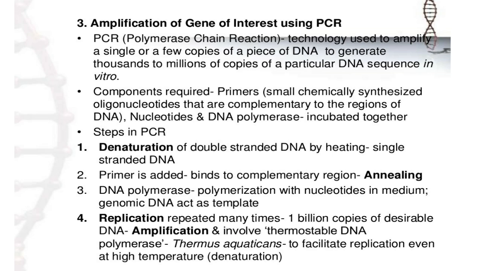Steps in PCR: denaturation of double stranded DNA by heating. A single stranded DNA is formed. Primer is added, binds to the complementary region, that is annealing. DNA polymerization with the nucleotides in the medium. Genomic DNA acts as a template. Replication is repeated many times, giving 1 billion copies of the desirable DNA. Amplification involves thermostable DNA polymerase from the Thermus aquaticus bacteria to facilitate replication even at high temperature.